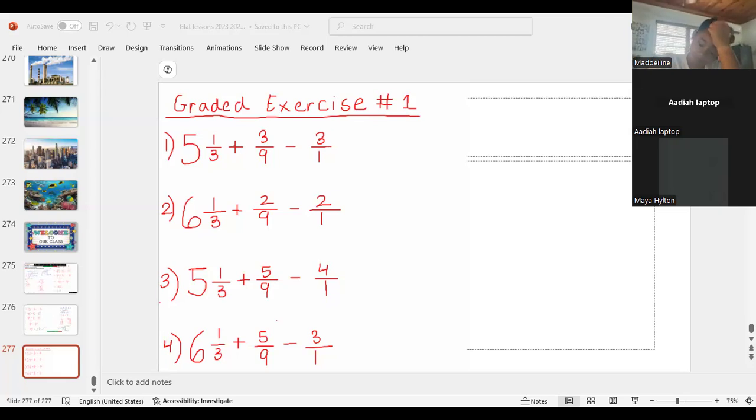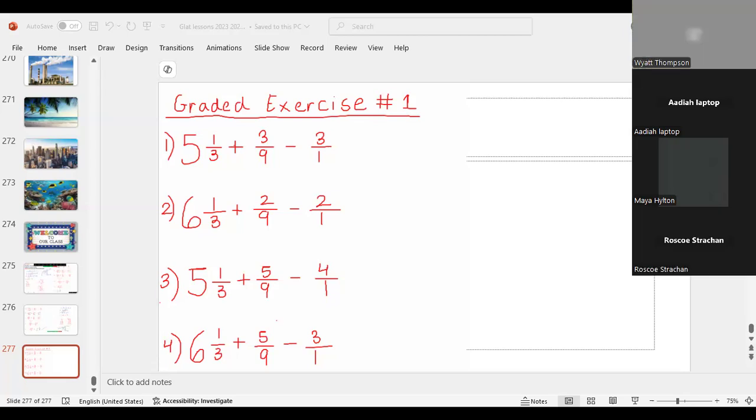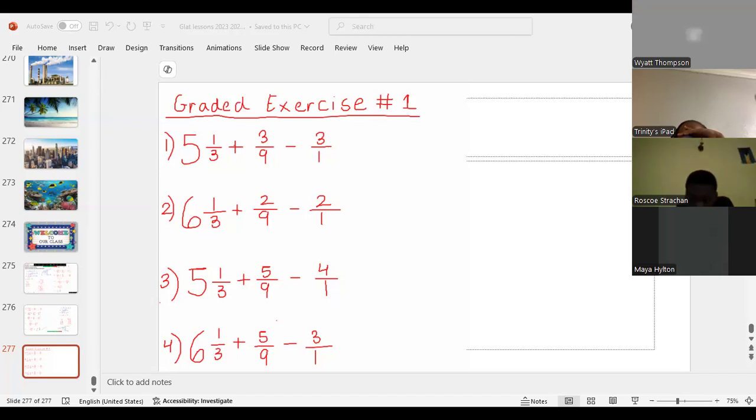Adaya, are you finished with number 1? Yes, sir. What you got for your answer for number 1? I got 23/9. Did you change that into a mixed number? Not as yet. So you're not done with number 1. You have to change that into a mixed number. Oh, I didn't know I had to do that.